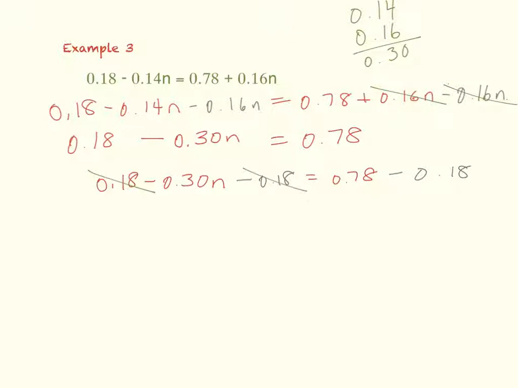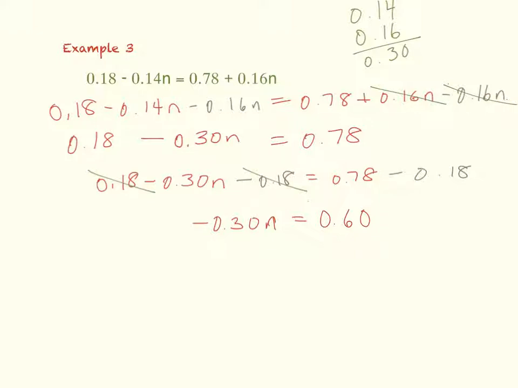Now on the left, those two are going to cancel out, and just be really cautious here because it's going to leave us with a negative 0.3. And I've been writing 0.30. You could have written 0.3 as well. That's fine. 0.3n. And then over on the right, do that subtraction between 0.78 minus 0.18. Going to leave us with 0.6. And if you want, put the 0 in if you like.